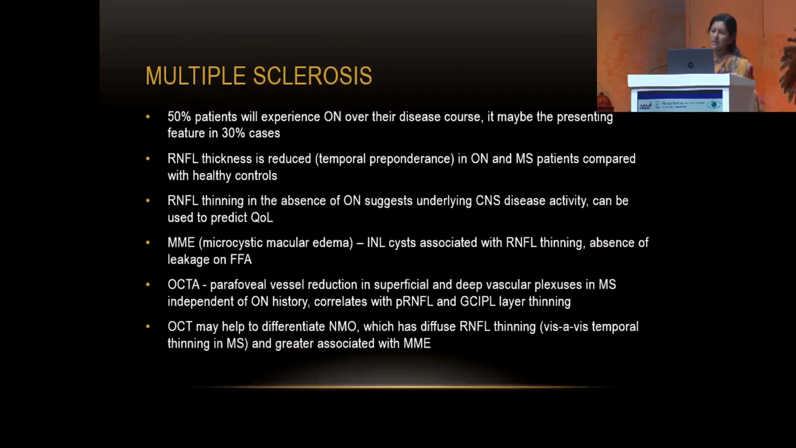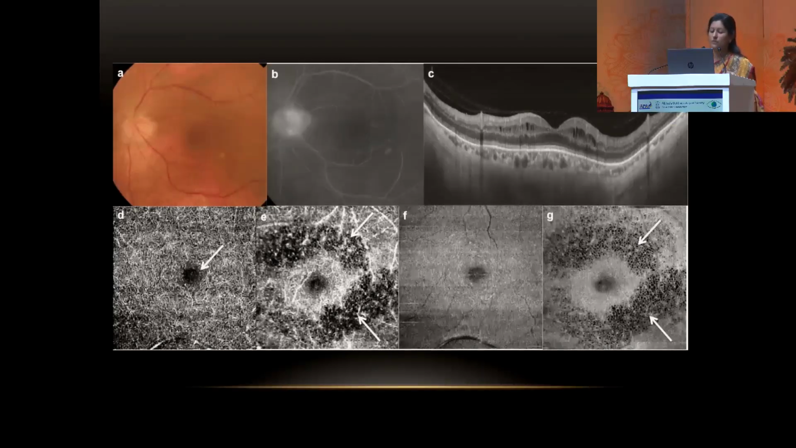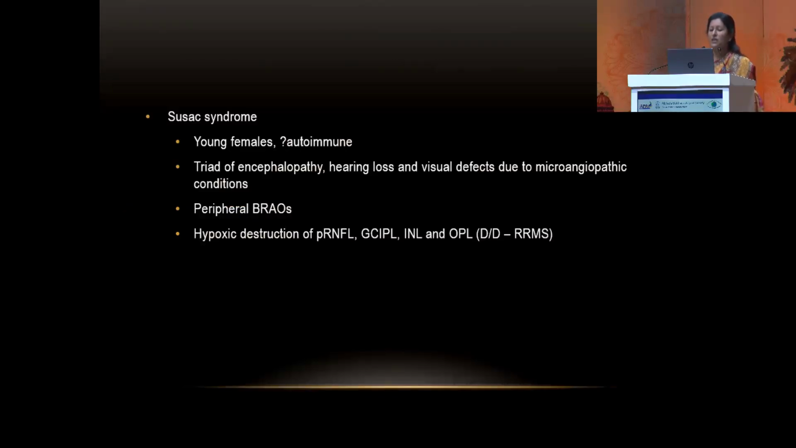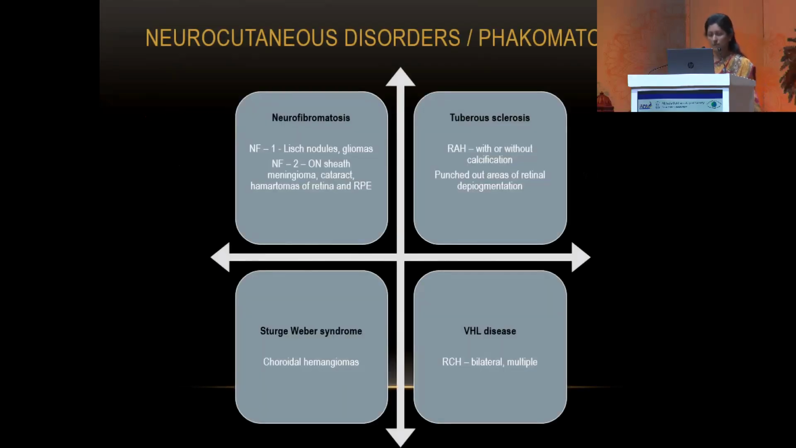Multiple sclerosis, as we all know, has the association of optic neuritis, but I'd just like to highlight the microcystic macular edema. This was one of our cases. So here you have cysts in the ONL, which can be confused with edema, but they do not leak on FFA, and there is this typical appearance on OCTA, which can be quite dramatic as well. Susac syndrome is another neurological disease which can present with multiple BRVOs, and we may be the first to diagnose it. Last word about the neurocutaneous disorders.